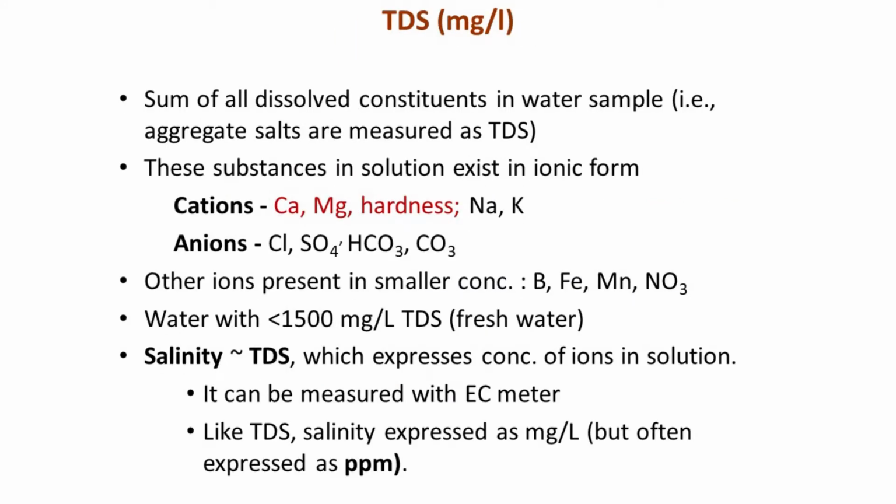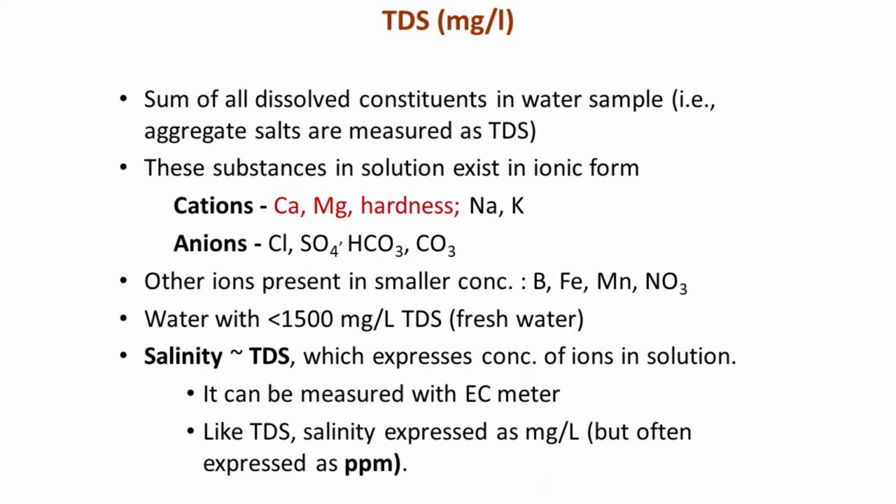Now we will talk about total dissolved solids, which are normally measured in milligram per liter. The total concentration of all the dissolved constituents or substances or salts in a water sample is known as total dissolved solids. That is, the aggregate salts are measured as TDS, that is total dissolved solids. These substances in solution exist in their ionic form.